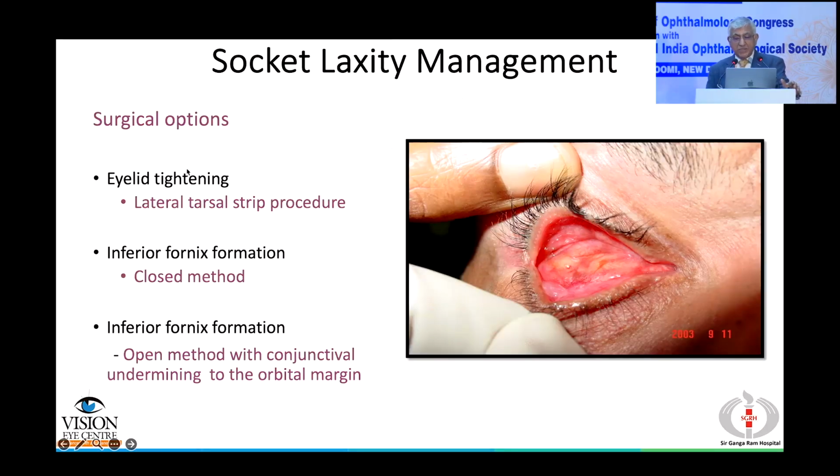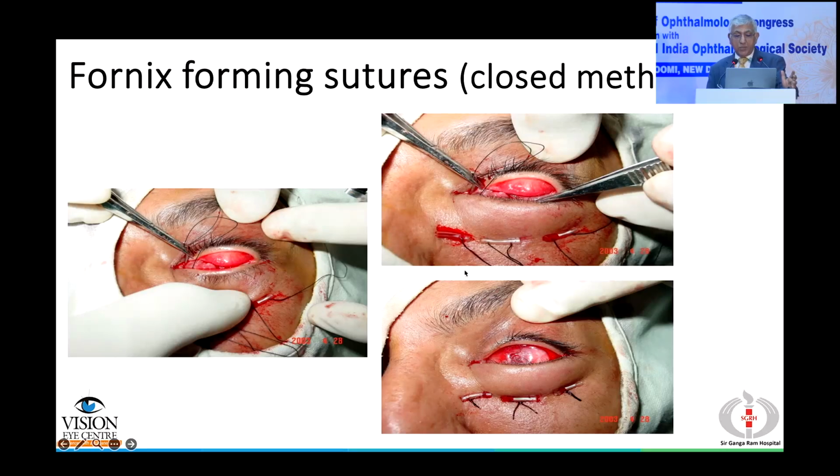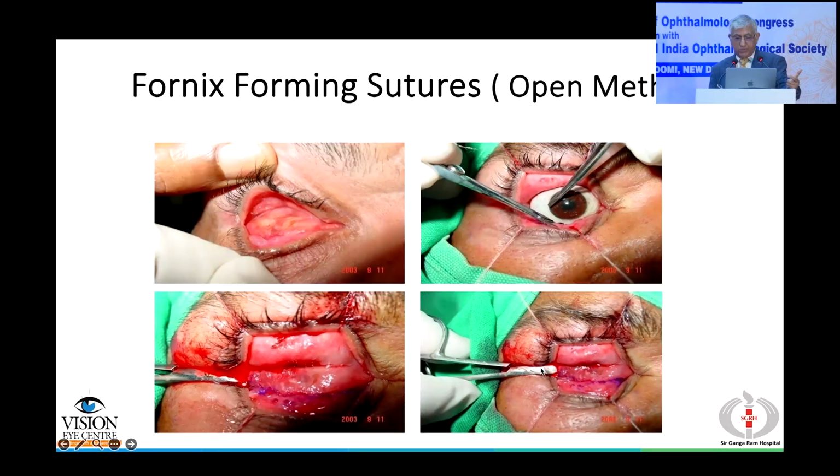So the surgical options include that we tighten the lower lid, as Dr. Anita was speaking about, or you can form the inferior fornix by a closed method where you're not giving an incision, by sutures, or you can combine it with an open method where you have given an incision on the lateral side and undermined the conjunctiva, so that you create a raw surface which can create an adhesion when you put in those sutures. This is how you mark the position where the fornix needs to be, past which sutures, using big surgical needles, will take a bite through the periorbita and the periosteum and will recreate this fornix. So this is the closed method.